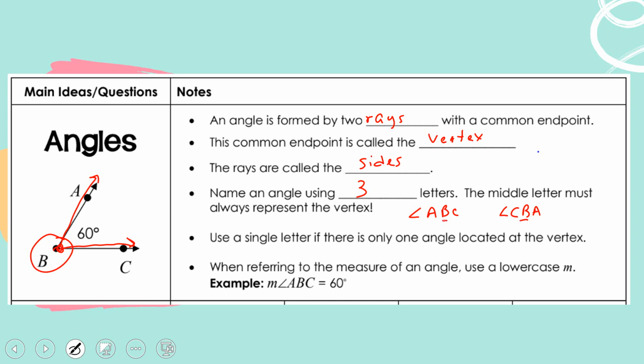If we're referring to the measure of the angle, like what degree it is, we're going to use a lowercase m. So we would say the measure of angle ABC is 60 degrees. And we would always use the degree sign.